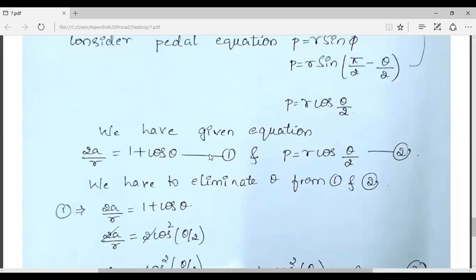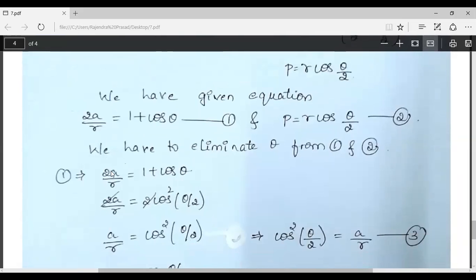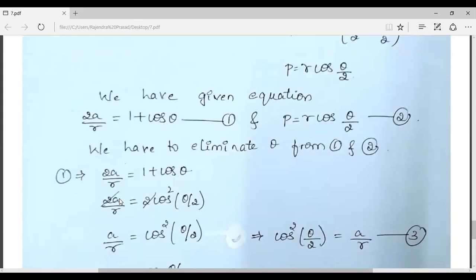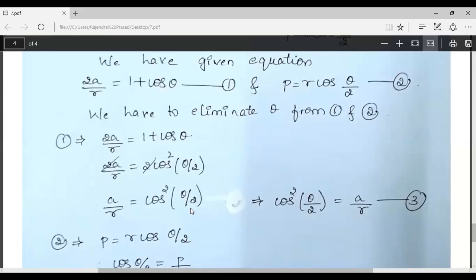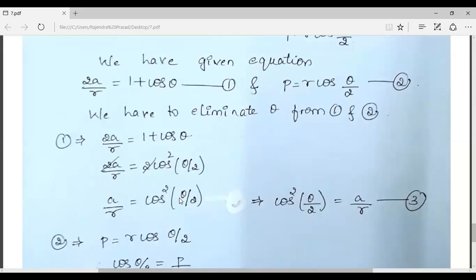First, we shall consider equation number 1. We have 2a by r is equal to 1 plus cos theta, that is 2 cos square theta by 2. The 2 on the left hand side and the 2 on the right hand side get cancelled. So a by r is equal to cos square theta by 2. Or we can write cos square theta by 2 is equal to a by r. Consider this equation number 3.